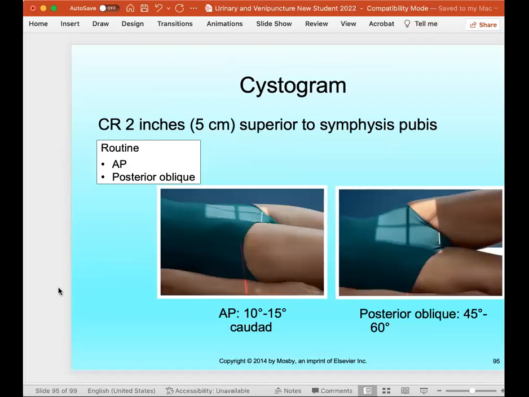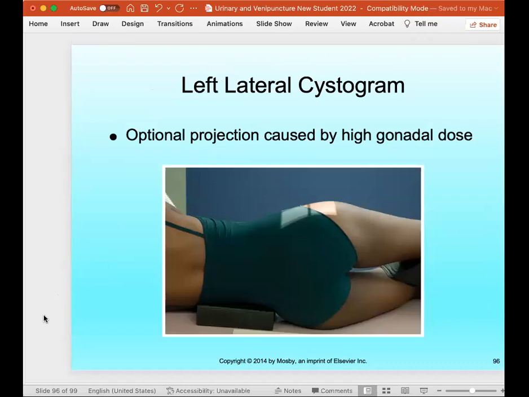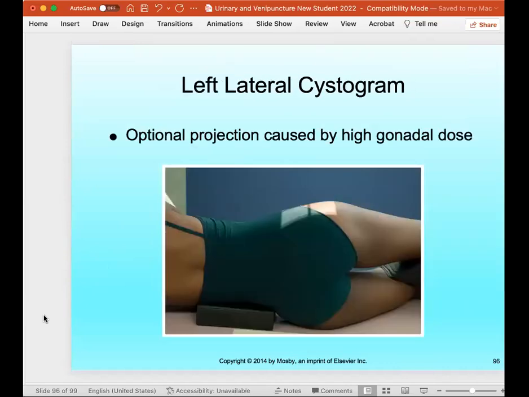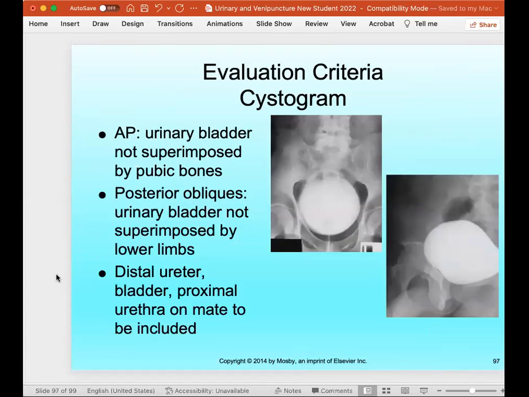Cystograms, remember, cystograms are to view the bladder. Therefore, we're going to center essentially like a pelvis. Where do we center for a pelvis? 2 inches superior to the pubic symphysis. Okay, so that's where the bladder is located. We can also do a lateral, but usually it's just APs and obliques, okay, because the laterals are a lot of radiation. So here we see the AP, nicely centered pelvis. You see the entire bladder, and then here we have an oblique.